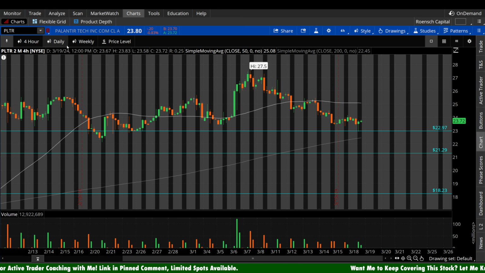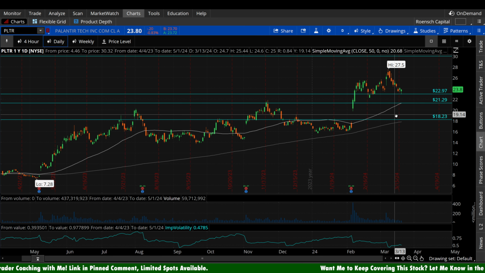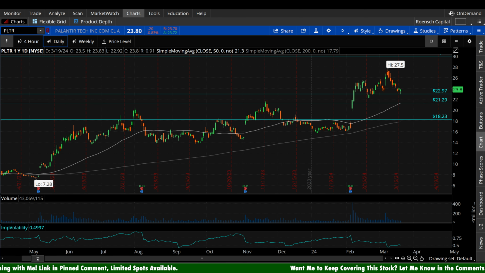Now let's move on to the daily. This is where we will draw the price levels: technicals and psychological levels. Technical levels almost always become psychological levels, and psychological levels almost always become technical levels. So we're really looking for both.